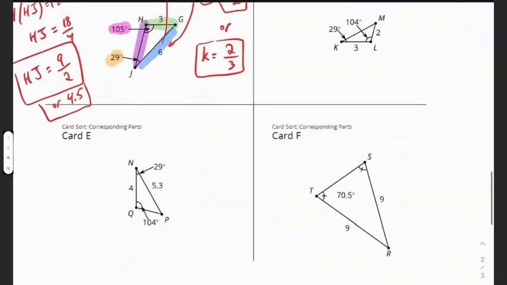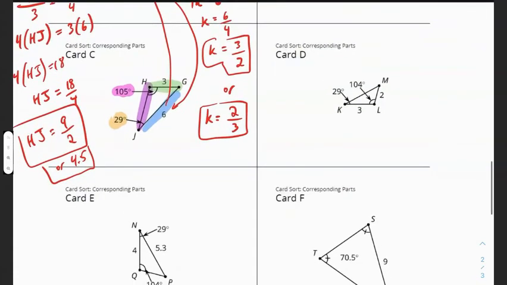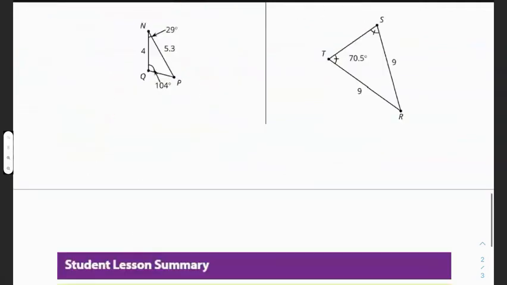All right. So for you, of these 3 cards, D, E, and F, which 2 triangles are similar to one another? Write the similarity statement, then find the scale factor. And then also find the missing sides of those two triangles. Okay? So hopefully you guys did that.